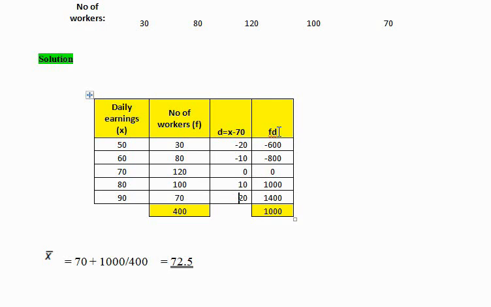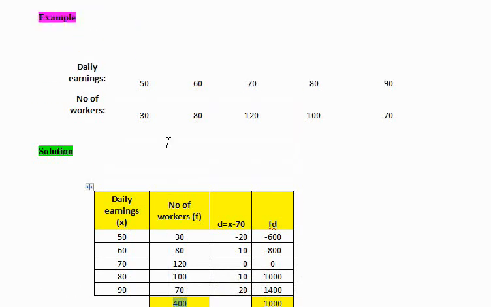Then we have to find the FD column, that means F times D. 30 times minus 20 is minus 600. 80 times minus 10 is minus 800. 120 times 0 is 0. 100 times 10 is 1000. 70 times 20 is 1400. Then we find the total of FD, that is 1000, and the total of F, that is 400. Then we directly apply it in the formula.